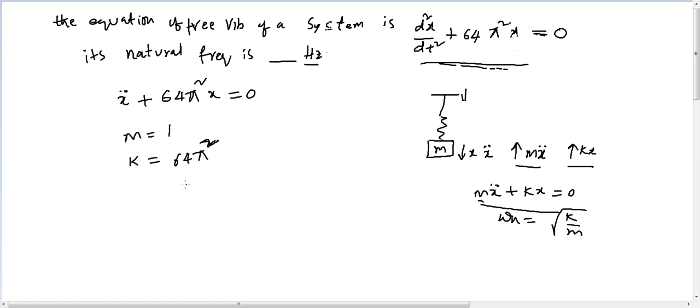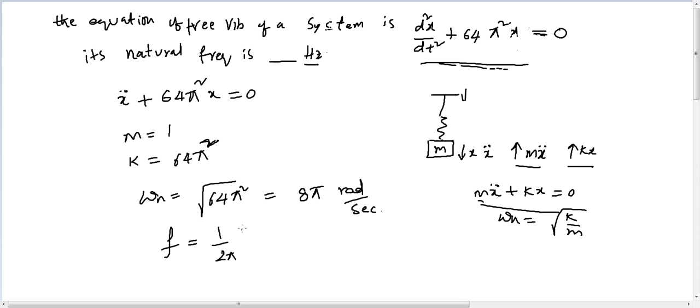So the natural frequency omega n will become square root of 64 pi square, which is nothing but 8 pi radians per second. But if we want it in terms of hertz, the frequency f is equal to 1 by 2 pi into 8 pi, which is 4 hertz. The answer is 4.